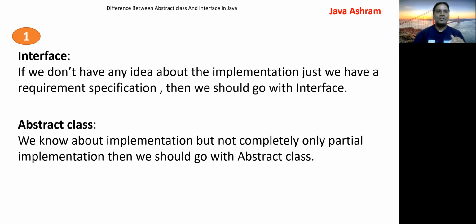You don't have any idea about the implementation, but you have an idea about the requirement only. And when should you go with abstract class? You know about the implementation, but not completely. In that case, you have a partial implementation in your mind or in your documentation, then you should go with abstract class. An abstract class can have a partial implementation, so whatever you know, you can implement. So this is the first difference. Let's go with the second difference.